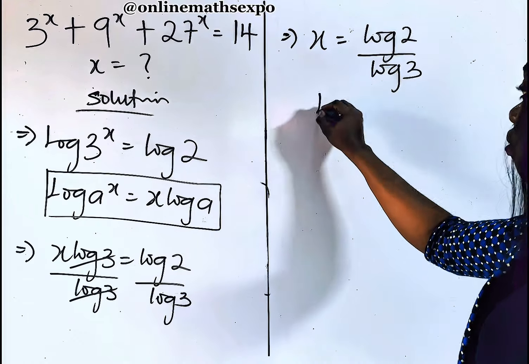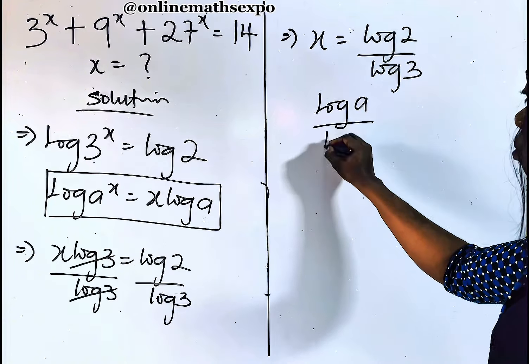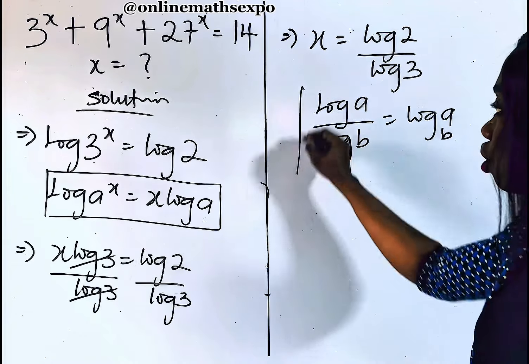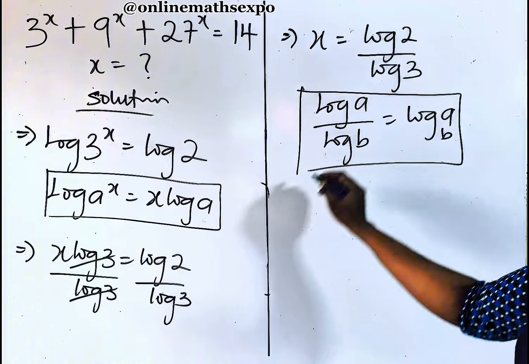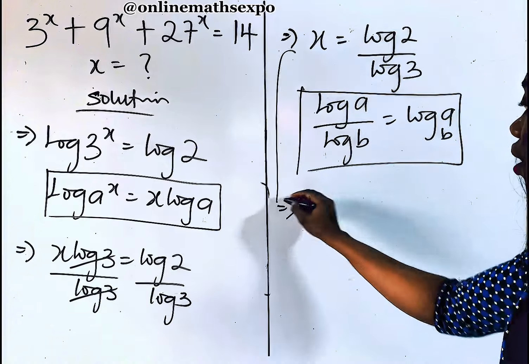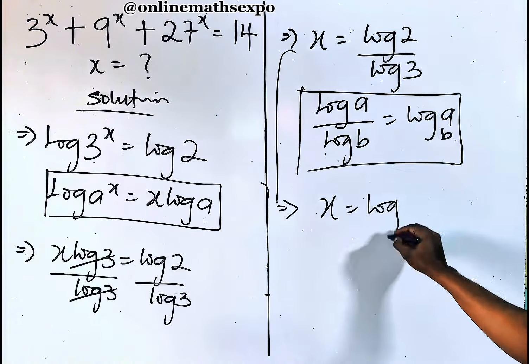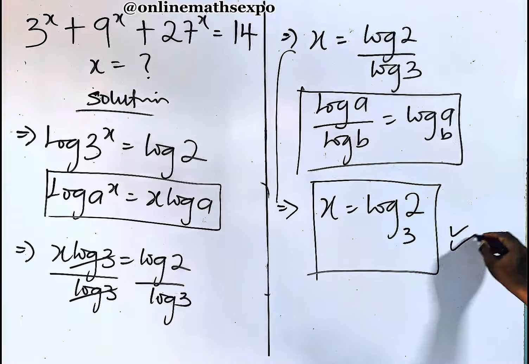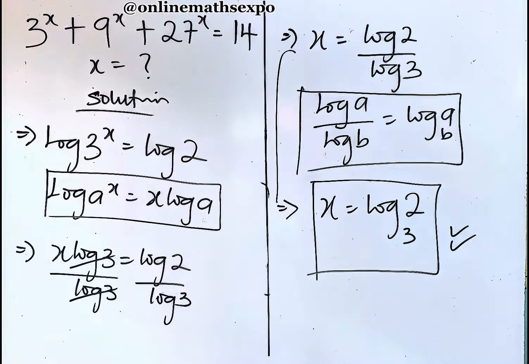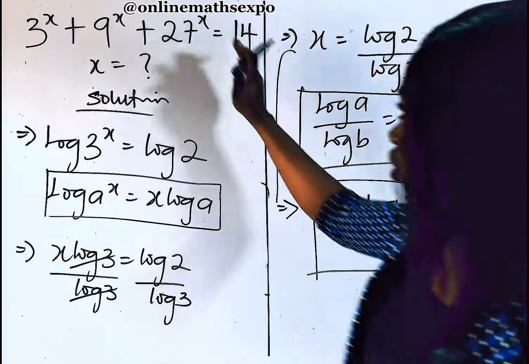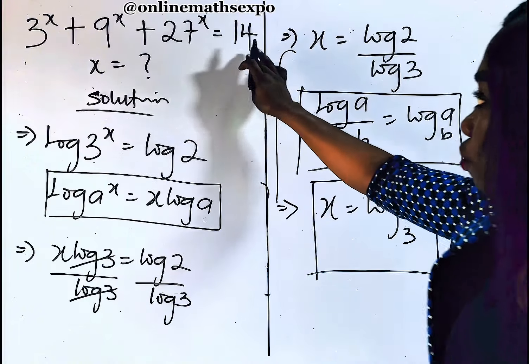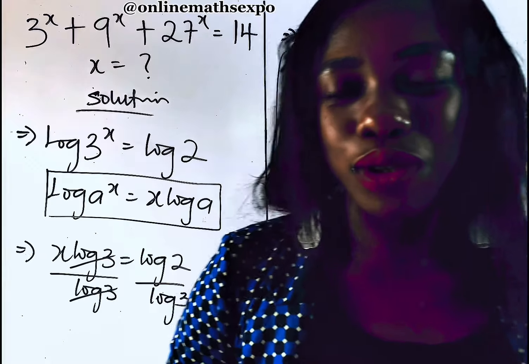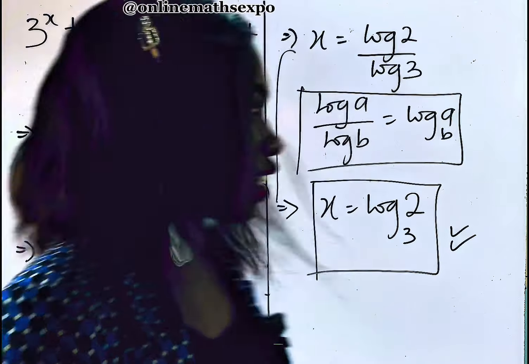Remember also, for every log of a divided by log of b is log of a base b, your change of base rule. So if you apply it here, our x is giving us log of 2 base 3. So this gives us the value of x for this equation. Now we're going to plug this x value on the left side of this equation to see if it gives us back 14. And that is the most interesting part. I wouldn't want you to miss. Let's do this verification together.